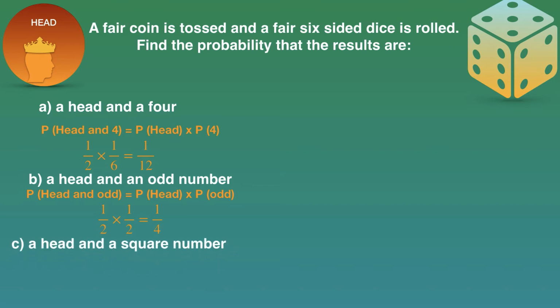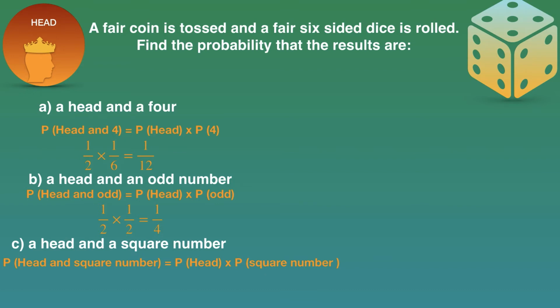In part C, we need to find the probability of getting a head and a square number. Square numbers on the dice are 1 and 4, so there are 2 possibilities. Therefore, getting a square number on a dice is 2 out of 6, which is also equivalent to 1/3. This event is independent of getting a head on a coin.